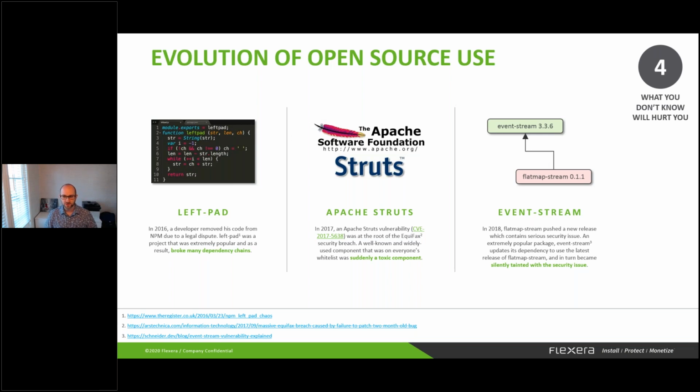And another developer took over, and they wanted to add a new function that required some code that they were either going to write or try to reuse from the open source community. And they chose to go out and add a dependency for event stream to a component called flat map stream. And that component in version 0.11 happened to have a really bad vulnerability.